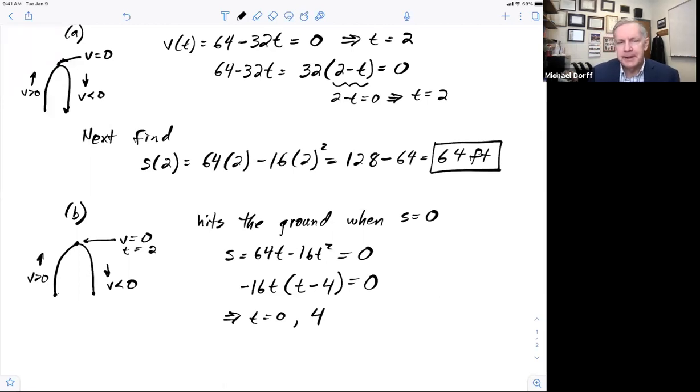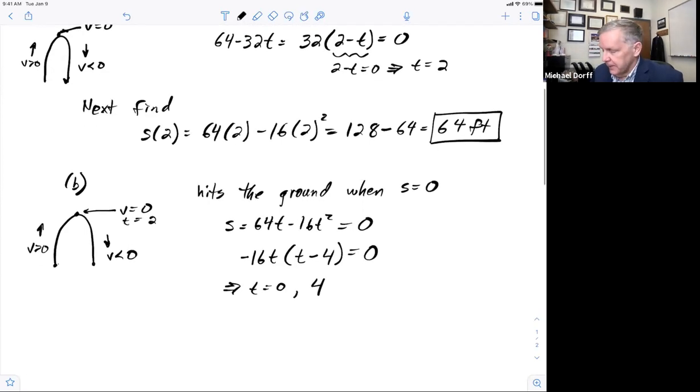Also note there's a symmetry here. When you start off, t equals 0, it's on the ground. When does it reach its maximum height? That's at t equals 2 seconds. It would make sense then that when it comes back down to the ground, it would be twice that time, and that would be 4. And so that's what we get, 4 seconds. So that's when it hits the ground.